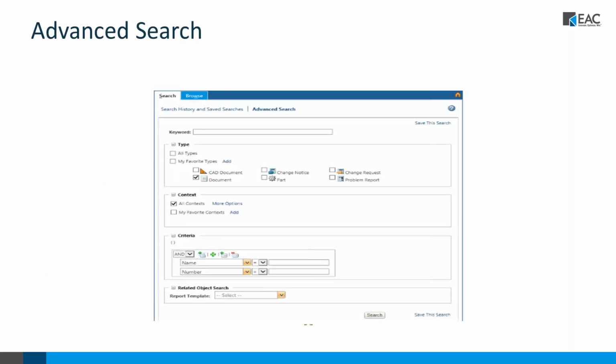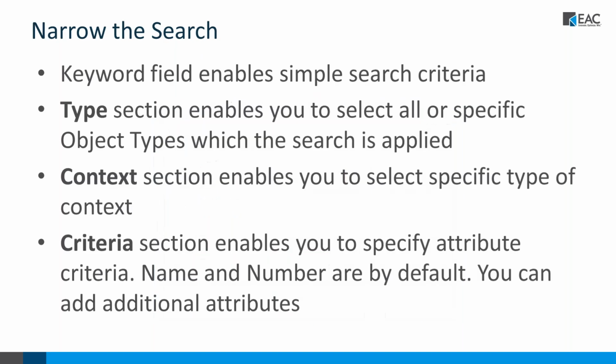There are really 5 criteria that are applied when you're doing an advanced search. We can see those listed here: there's the keyword search, there's the type of object we're searching on, there's the criteria, which are additional attributes that could be searched, there's the context, what product is this in, and then there's something called related objects. We'll touch on that briefly, but it's kind of a deep subject and a little beyond our 15-minute time limit here. So the keyword search fields enable you to specify simple search criteria.